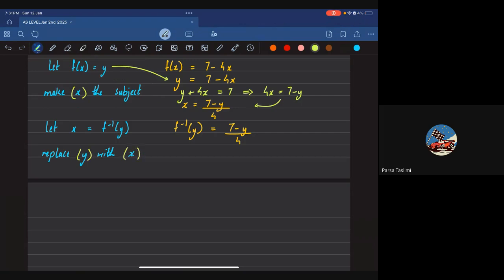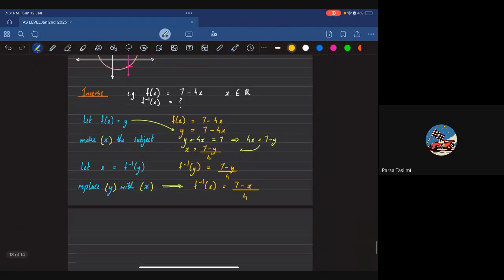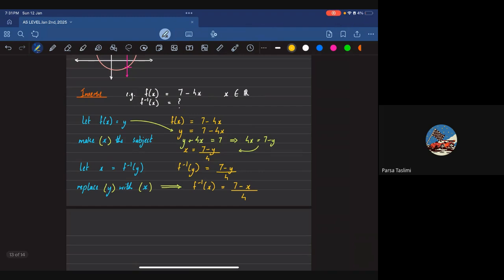And how you're going to do that is pretty simple as well. All the y's will be replaced now. So it's going to be 7 minus x over 4. Is this clear, guys? Any issues with this? Anything that you guys don't get? It's pretty straightforward. All right, write this down, guys. Let me know when you're done.